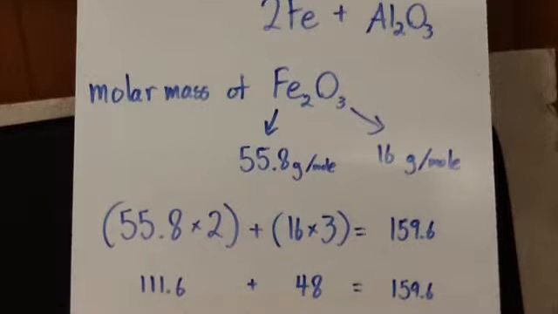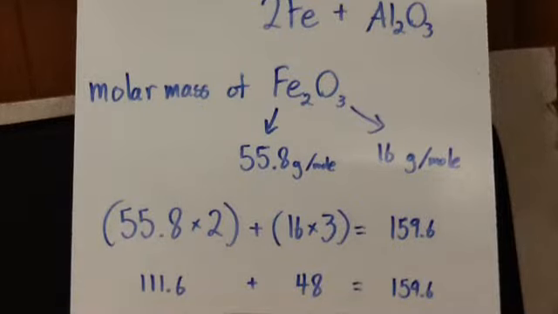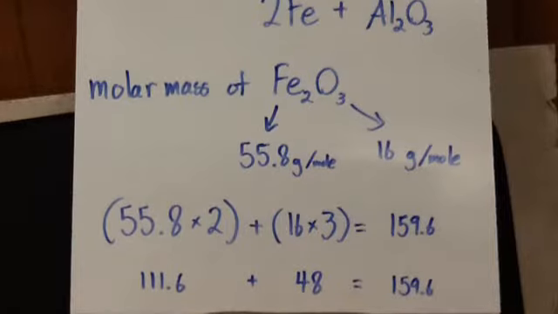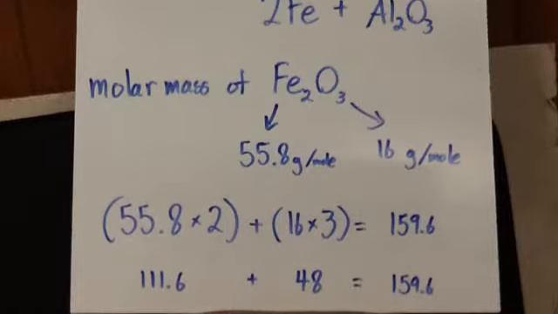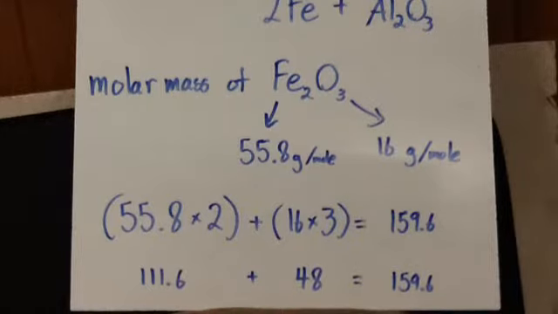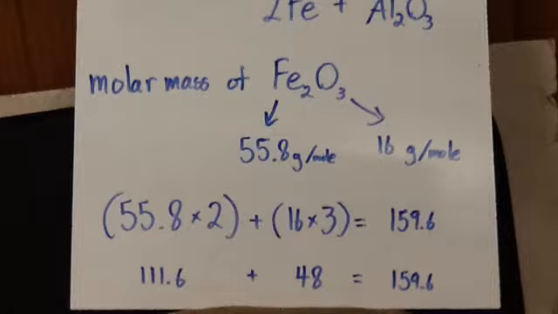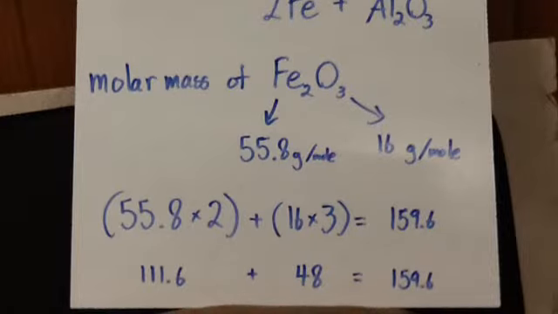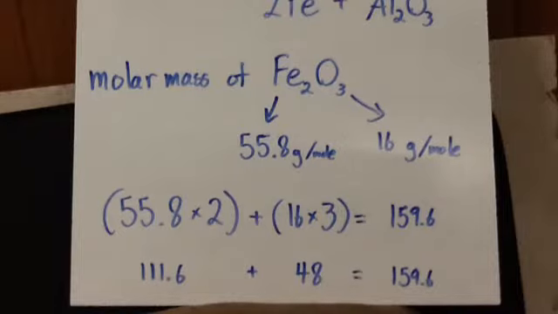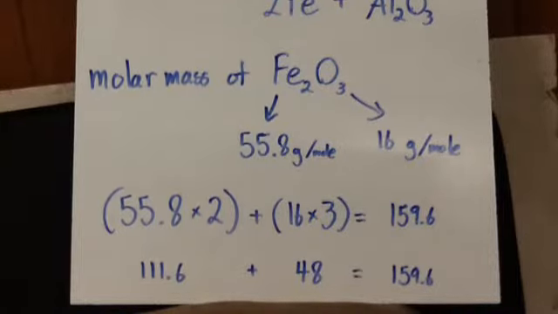But just remember, keep your periodic table with you when you're doing these questions, because whenever you're looking for a molar mass, you're going straight to the periodic table for that. And just make sure you add everything up, you multiply each individual element by its subscript, and you'll be good to go. For us, we are working with 159.6 grams per mole for iron 3 oxide, Fe2O3.